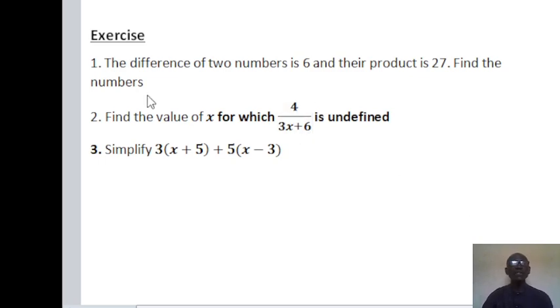Now I leave you with these exercises. Number 1, the difference of two numbers is 6 and their product is 27. Find the numbers. 2, find the value of x for which 4 all over 3x plus 6 is undefined. 3, simplify this equation.